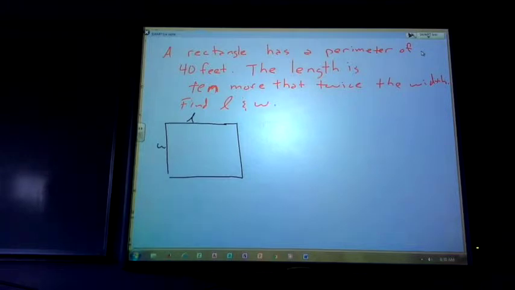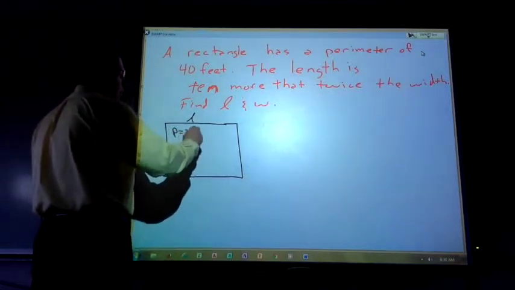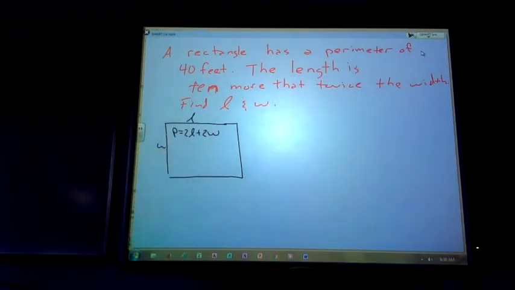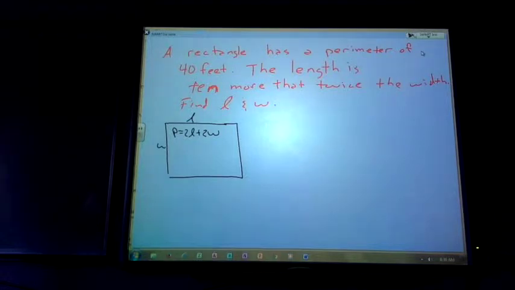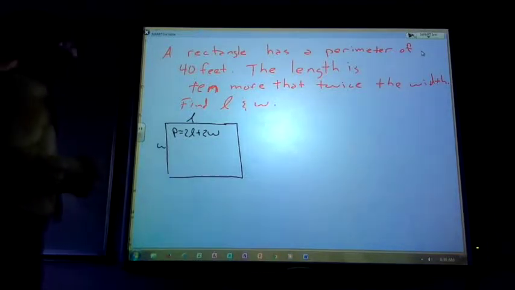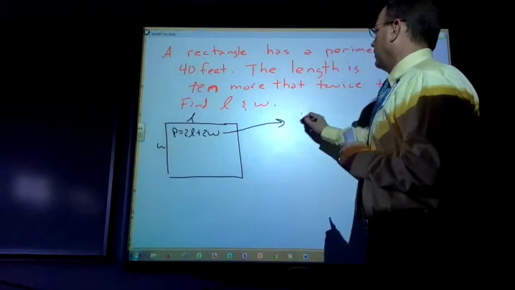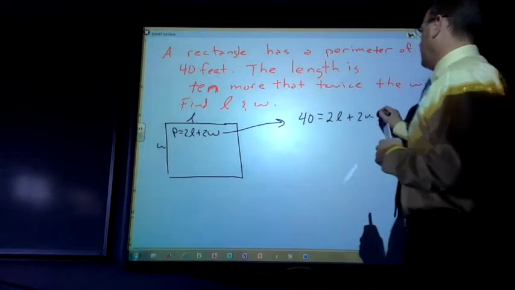We're dealing with the perimeter, so you have to know that your go-to perimeter equation is 2 times the length plus 2 times the width. Again, that's something you've been working with for a long time. You need to know it. So, Ben, do I know anything about the perimeter so far? The perimeter is 40 feet. So I have 40 equals 2 length plus 2 width.